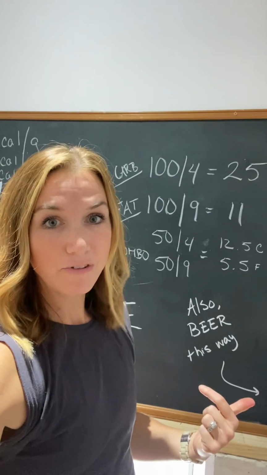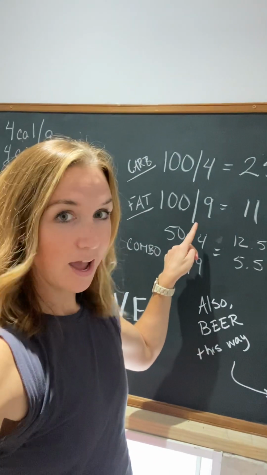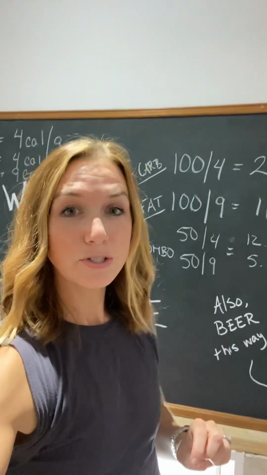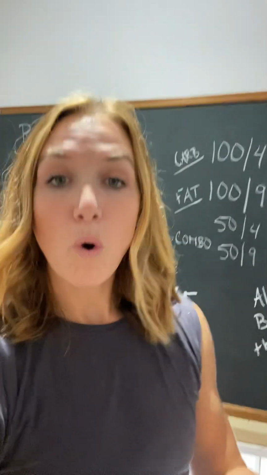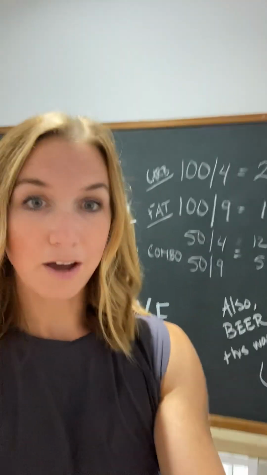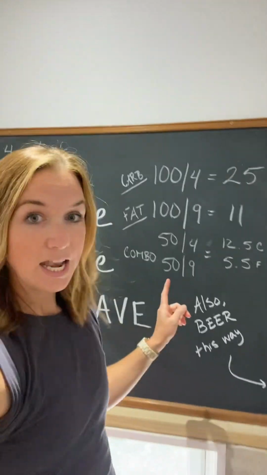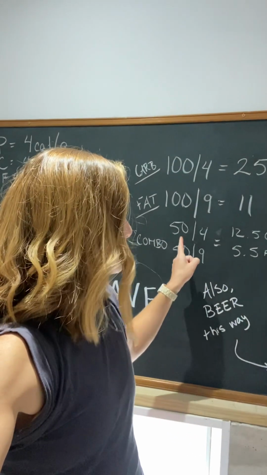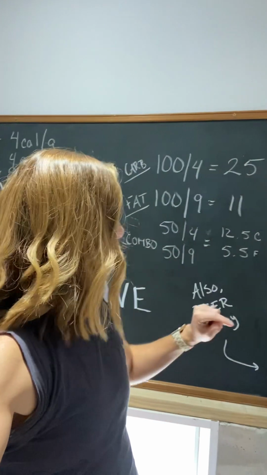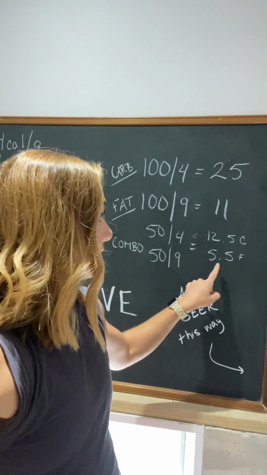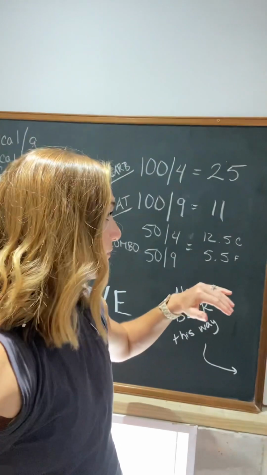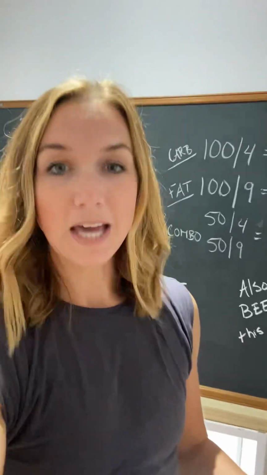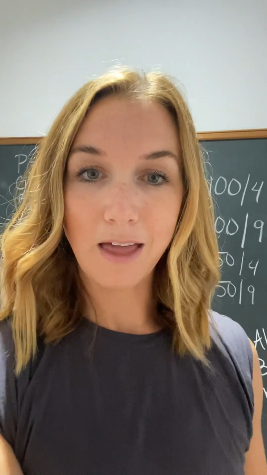Or we could do it for fat. Fat is worth 9 calories a gram. 100 divided by 9 is 11. So we can use 11 grams of fat. Or we could do a combination of that. So we could maybe divide it in half, depending on how many carbs and fats we might have left for the day. And we could do 50 divided by 4 is 12 and a half. 50 divided by 9 is 5 and a half. So you could do 12.5 carbs and 5.5 grams of fat, and we could incorporate that into our daily allotment.